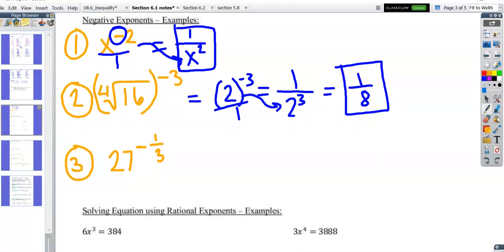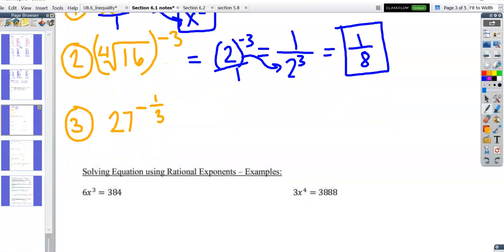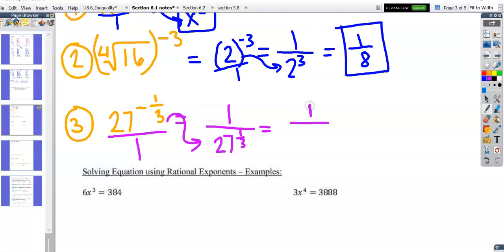And then for this last example, we can write this as 27 to the negative 1/3 over the number 1. Again, you want to cross the line and change the sign. And remember, we said if something is raised to the 1/3 power, that's the same as the cube root. So this is the same as 1 over the cube root of 27, which is 3.